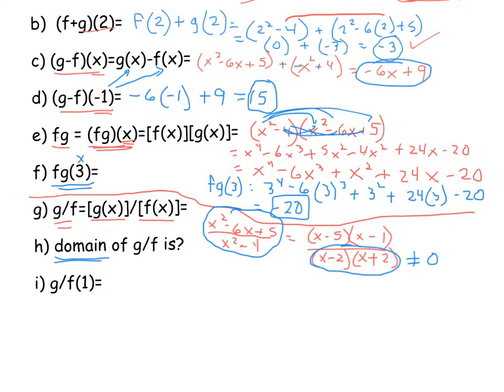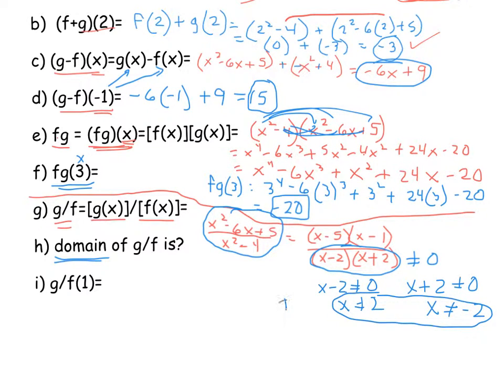I can say x minus 2 can't be 0. Since I've already factored it, that tells me x can't be 2. And x plus 2 can't be 0, so x can't be negative 2. So basically, we're talking negative infinity up to negative 2, union negative 2 to 2, and then 2 to infinity. I'm just going to leave it in this form right here. So that would be my domain, all real numbers except positive and negative 2.